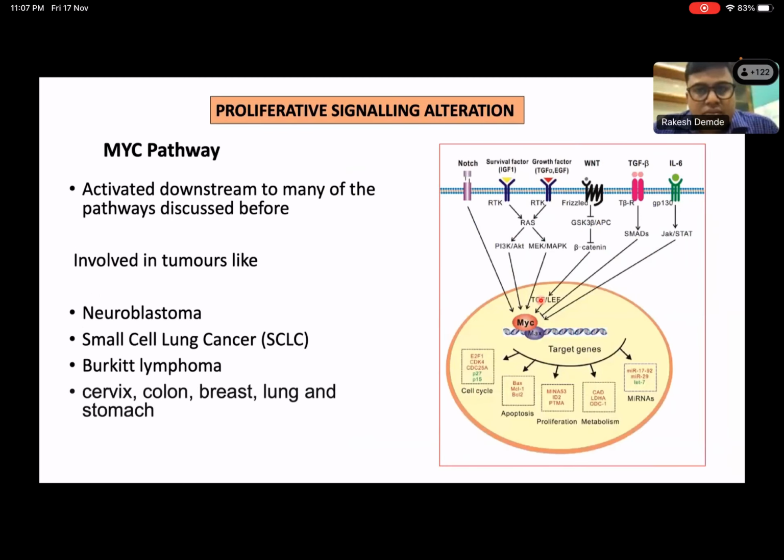The next is the MYC pathway. So all those present on the plasma membrane are RTK receptors. They combine and come to the nucleus, and in the nucleus there are cyclin dependent kinases present, and there are cyclins available.